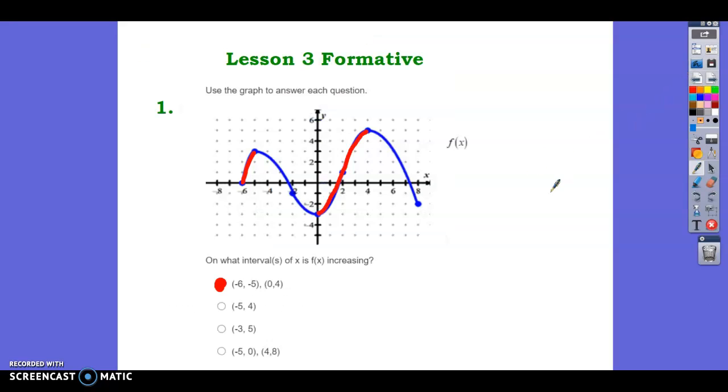Here's the formative assessment. Use the graph to answer each question. On what interval of x is f of x increasing? Well, it's increasing where I showed you in red here. When it's asking for the interval, it's asking for the intervals of x. So they're asking you to write it in terms of x. So from -6 up to -5. So it's from here. Different color. I thought I chose purple.